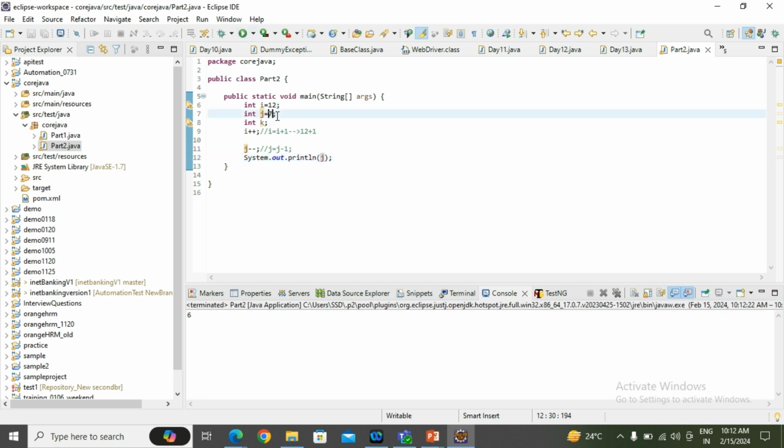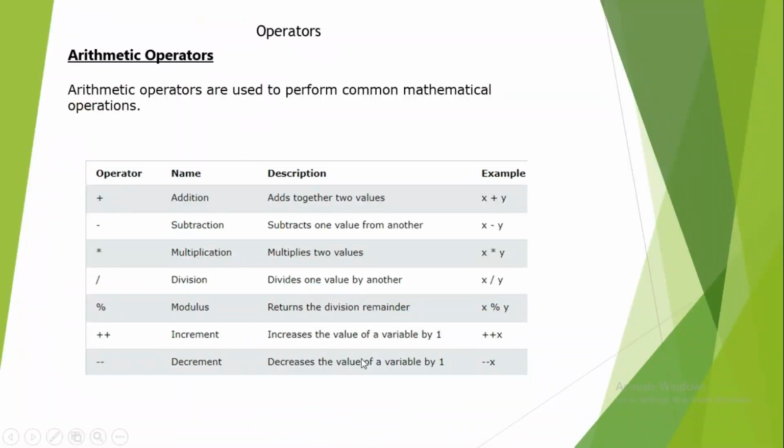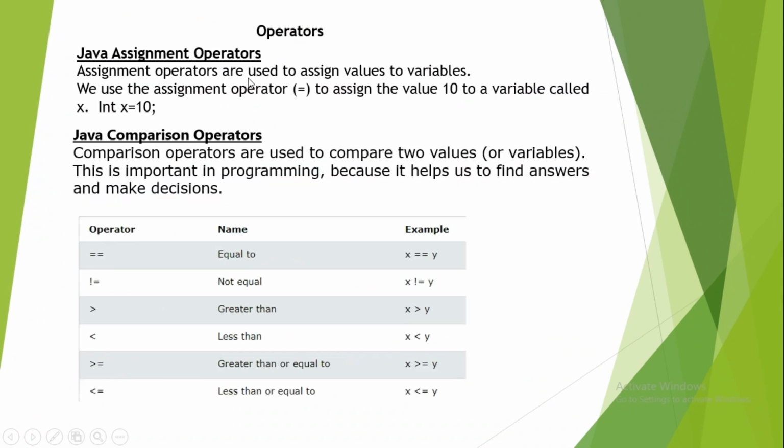J is currently 7. When we print it, it displays 6. So these are all different arithmetic operators. Now we will see the next operator, that is the assignment operator.